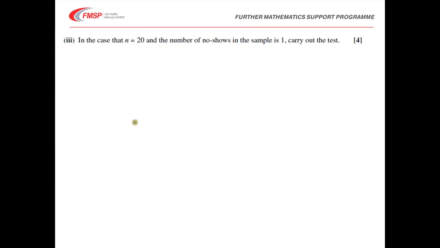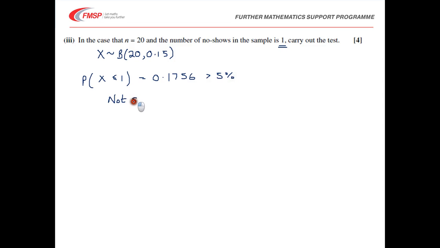Okay, so now we carry this out. We're still with X being binomial 20, 0.15. And we've got a sample size of 1, so we're interested in the probability that X is less than or equal to 1. And we did look that up earlier, and it was 0.1756. That is bigger than 5%. It's not significant. So accept H0.